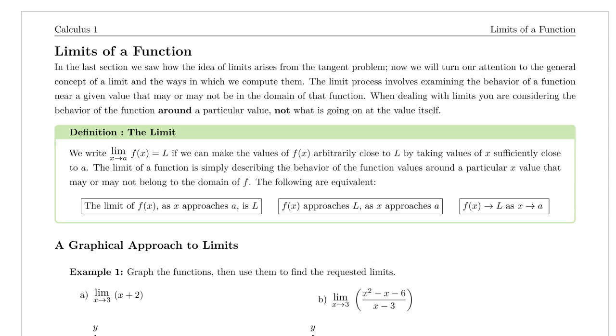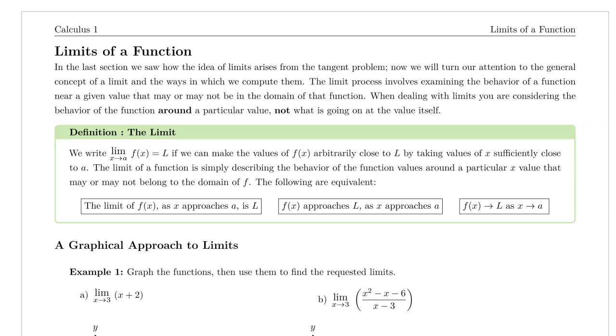In this video, we're going to be talking about limits. In the last section, we saw how the idea of limits arises from the tangent problem. Now we will turn our attention to the general concept of a limit and the ways in which we compute them. The limit process involves examining the behavior of a function near a given value that may or may not be in the domain of that function.